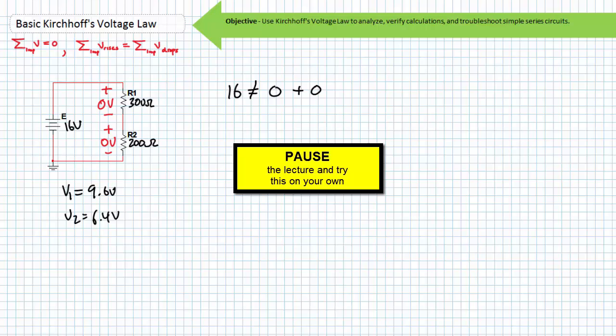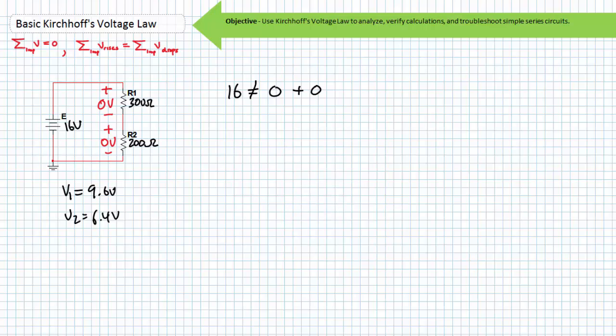Pause the lecture and think about this. What might cause an element in a series relationship to exhibit no voltage drop? Additionally, what would your next step be in troubleshooting such a scenario? Recall, the fundamental shared property of series circuits is that of current.